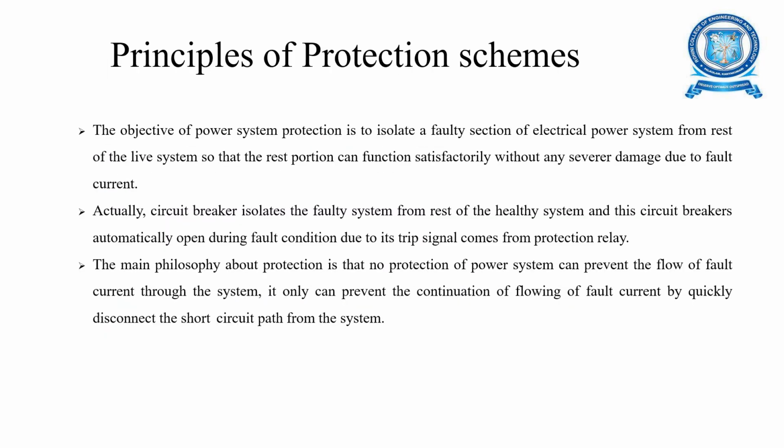The objective of power system protection is to isolate the faulty section of the electric power system from the rest of the live system, without any severe damage due to fault current. Actually, the circuit breaker isolates the faulty system from the rest of the healthy system. And the main philosophy about protection is that no protection of the power system can prevent the flow of fault current through the system. Quickly, it can disconnect the short circuit path from the system.